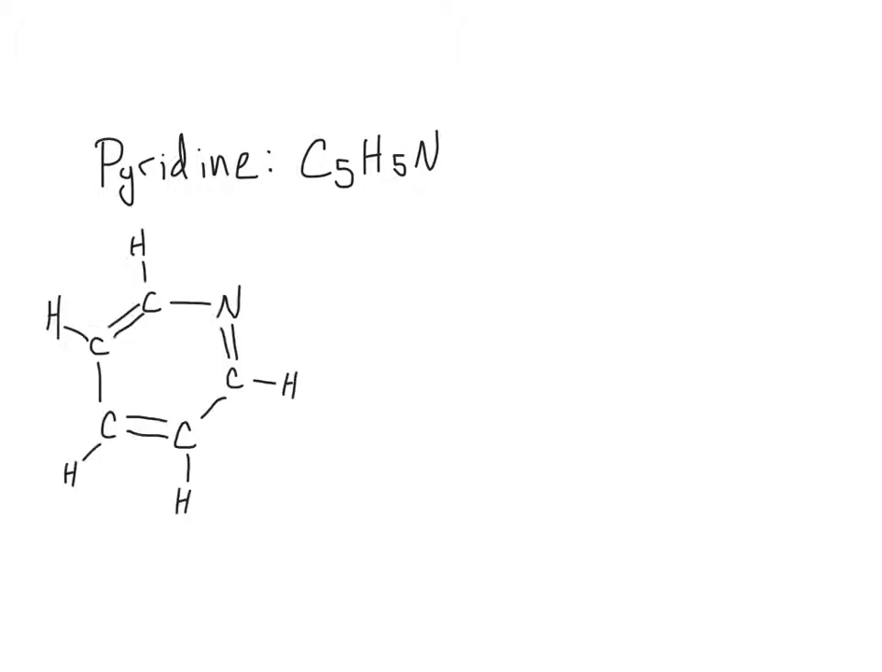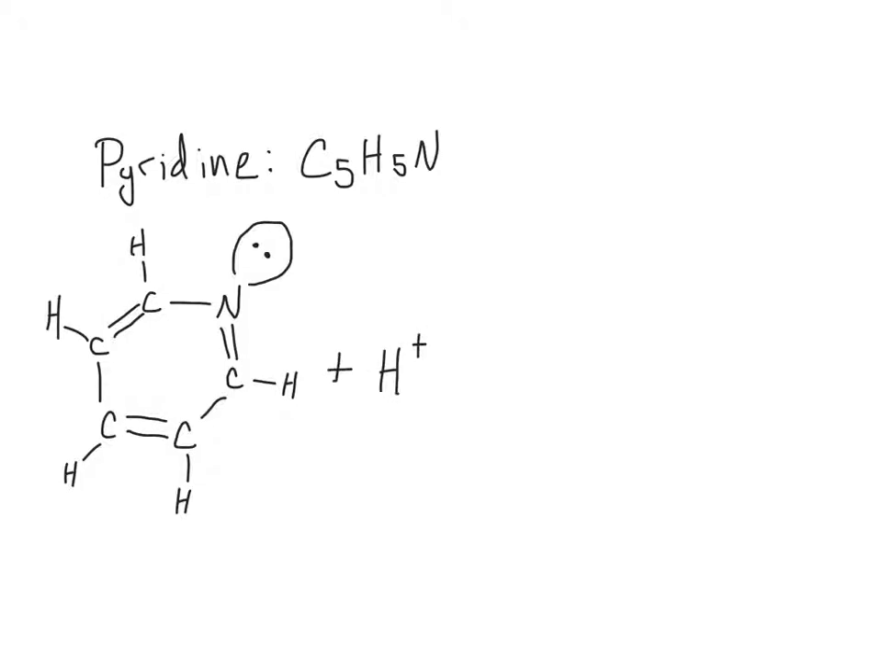You also need to be able to identify organic bases. Here's one example. This compound is called pyridine. The chemical formula is C5H5N, and this is the chemical structure. Notice that there's a nitrogen with a lone pair. Remember that bases are proton acceptors.